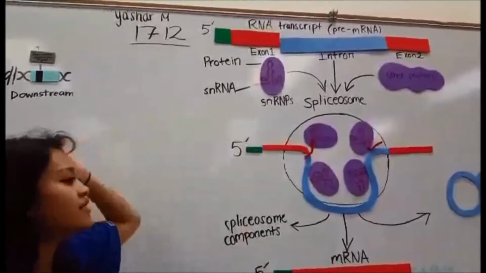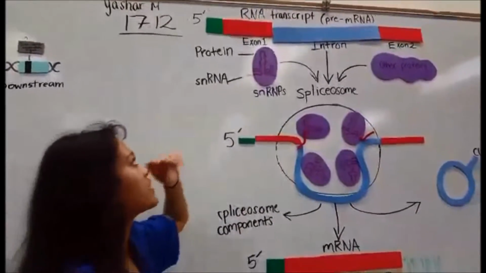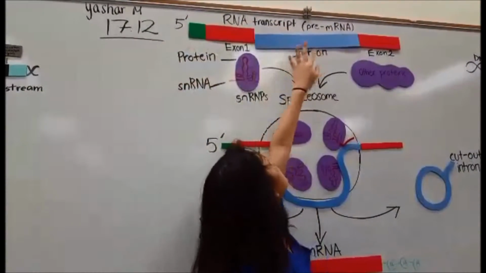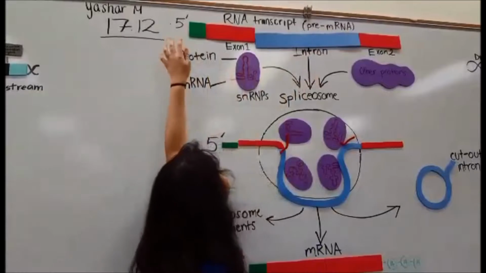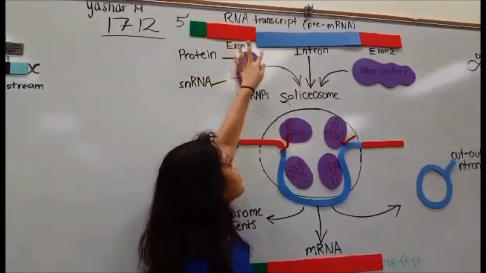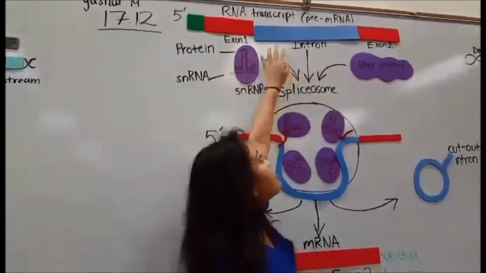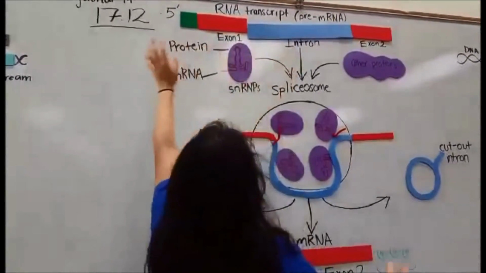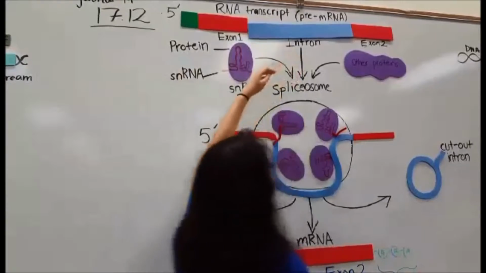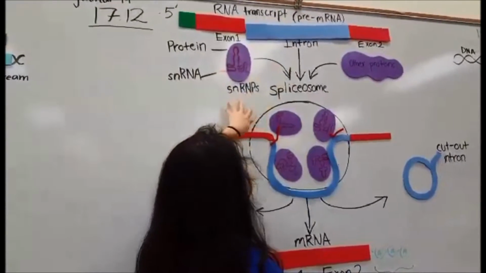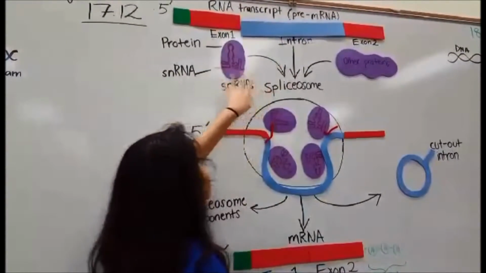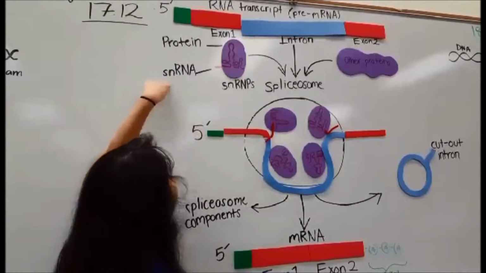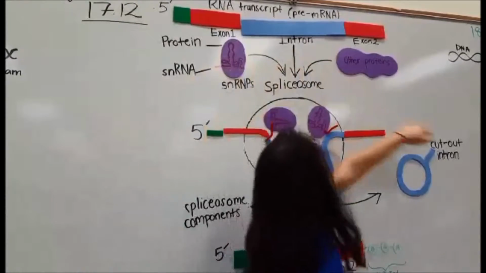So when DNA makes RNA, it has a pre-mRNA first, which is made up of a 5' cap and introns and exons. And you want to take out the introns because they can't code for protein. So you put the pre-mRNA into the spliceosome, which is made up of these proteins, snRNPs, which have snRNA and other proteins.